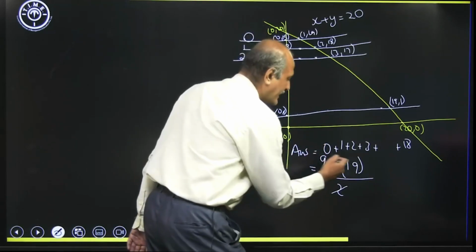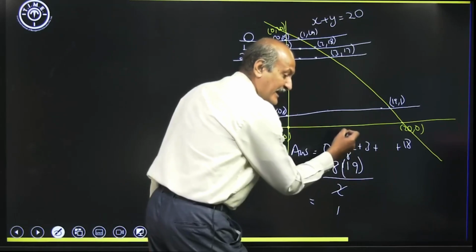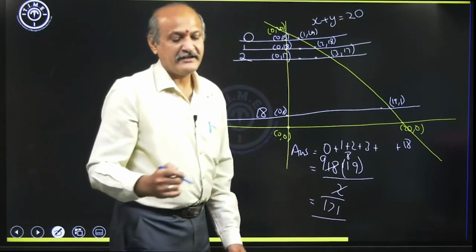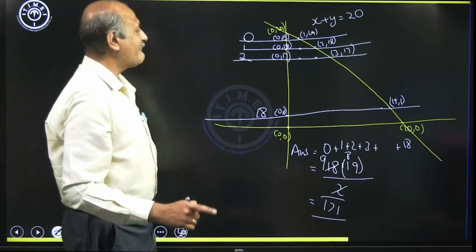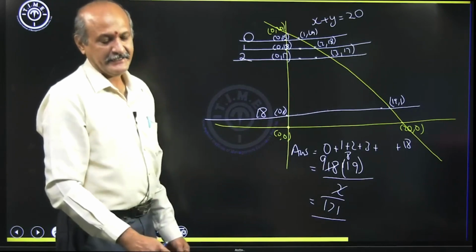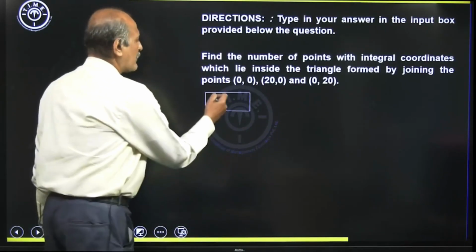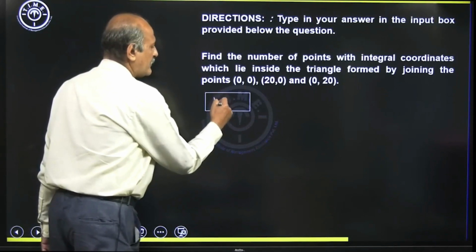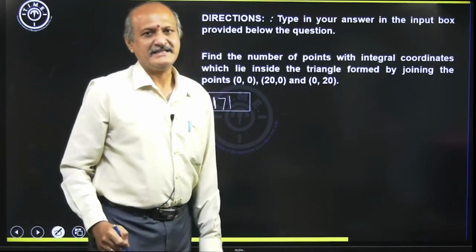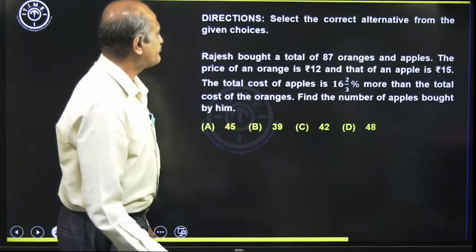Now 9 nines, how much is it? 81, and 9 ones, 9 plus 81 equals 171. Now we can tell there are a total of 171 points with integral coordinates lying inside this triangle. This is a numerical entry question, so we are going to write 171 as the answer. Next, let's see another question.